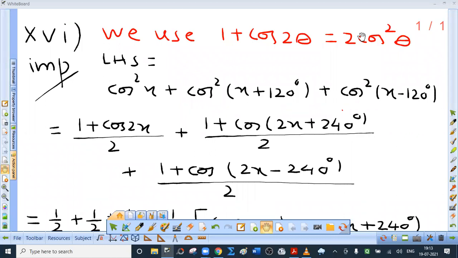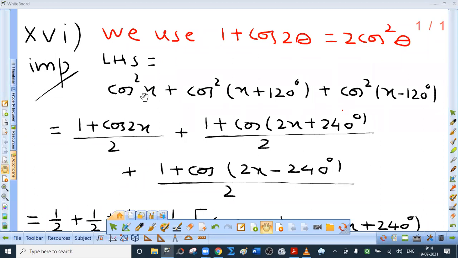Now this is an important sum. Sum number 16. Prove that cos square x plus cos square x plus 120 degree plus cos square x minus 120 degree is 3 by 2. Here we use 1 plus cos 2 theta equal to 2 cos square theta. So what is cos square theta? 1 plus cos 2 theta upon 2.